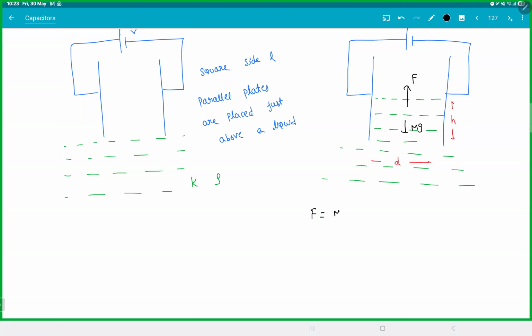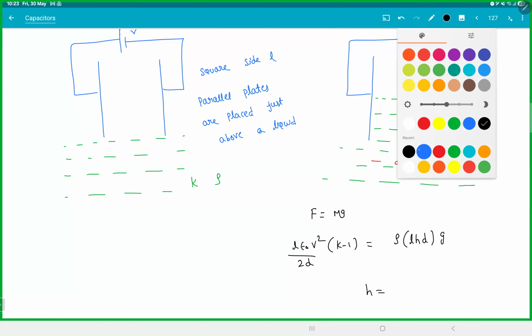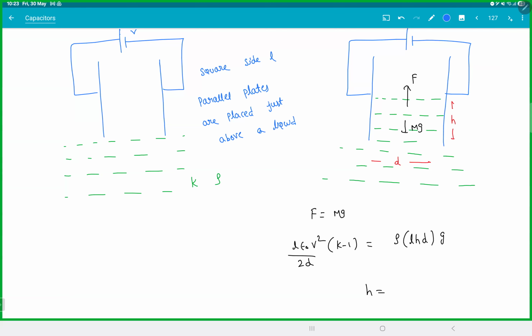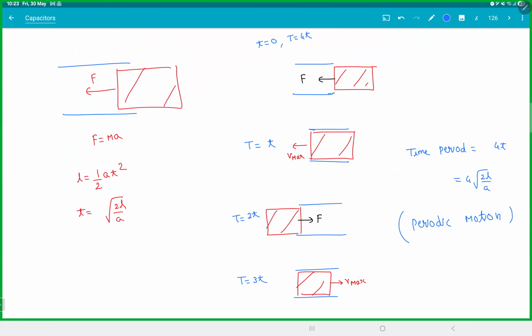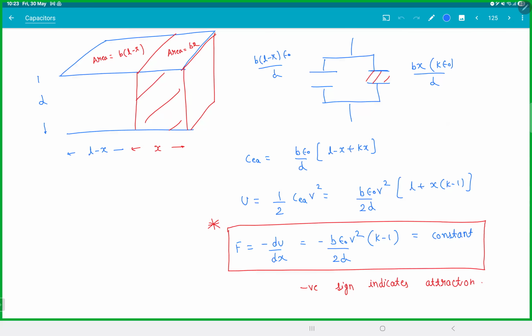That's it. That is the only thing. Straightforward mains level question. So force would be length epsilon V square by 2d into (K minus 1). mg will be density, length, height, width into g. From here you get the height. So once you get the force, you can bring all those kind of questions. Any doubts on this? It's a good one. Do check it out. It's an easy proof.